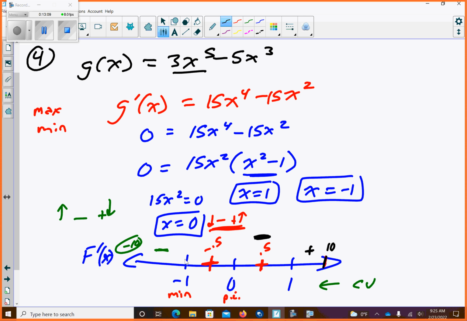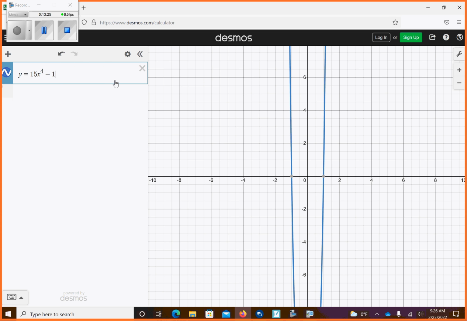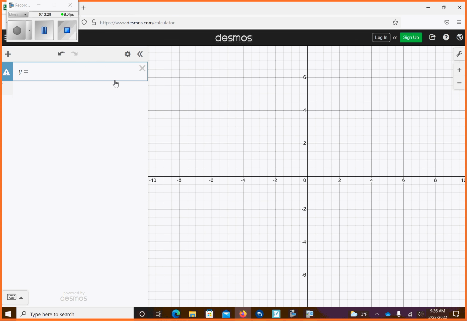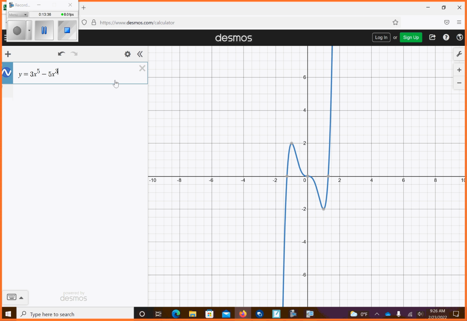So negative, it's not showing me what I want it to show us. Give all the max and mins of the following. Well, the fortunate thing is if we get caught up like I just got caught up, if we graph our original 3x raised to the fifth minus 5x to the third, we can easily see that we have a max, a min, and a point of inflection. Those are very obvious how they set up. So that might be our saving grace on some of those.